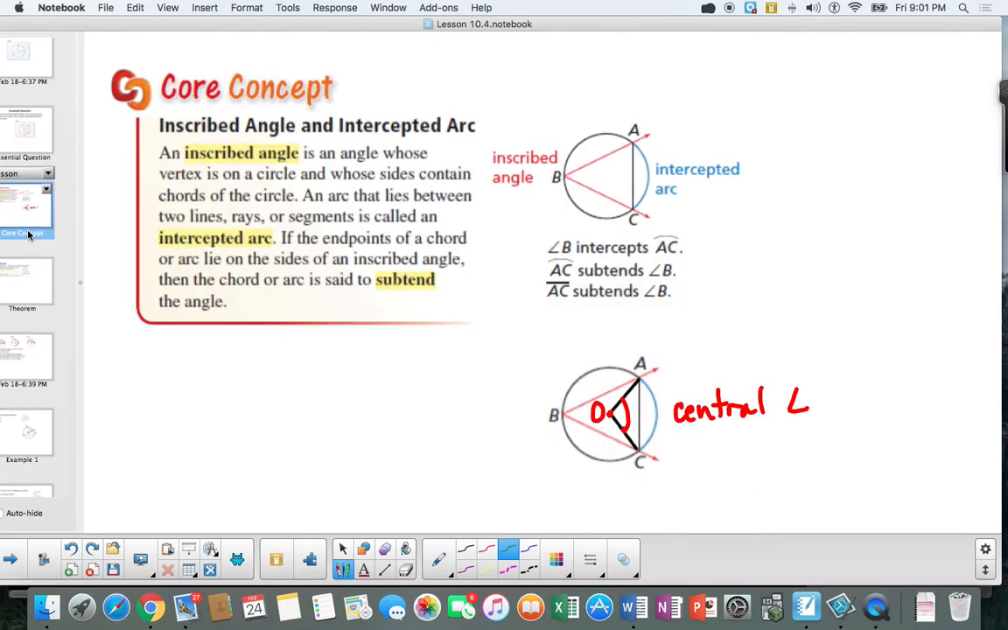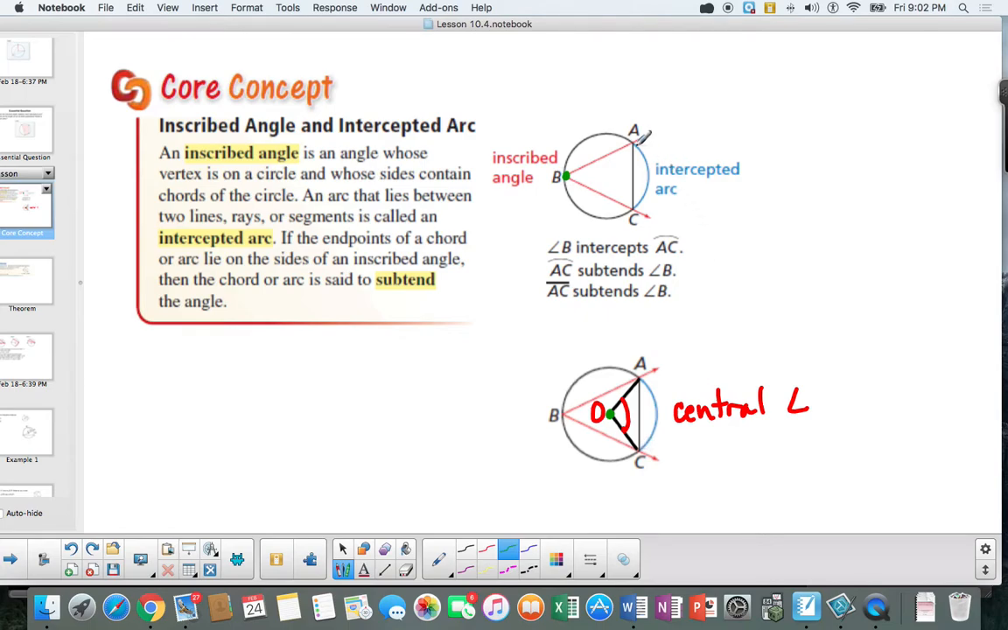Let's start with a new vocabulary word, inscribed angle. And here's an inscribed angle. It is formed by two chords. And notice, and very important, the vertex is actually on the circle. Now, this is in contrast to a central angle, where the vertex is at the center. So you can see the difference between inscribed and central angle.